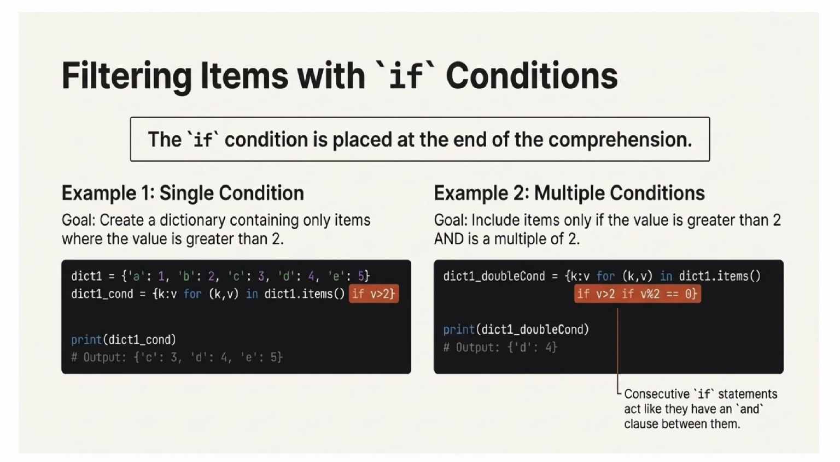Now we apply two conditions: value greater than 2 and value divisible by 2. Notice, we use two if statements, one after the other. Multiple if conditions work like an AND condition. Only D:4 satisfies both rules.